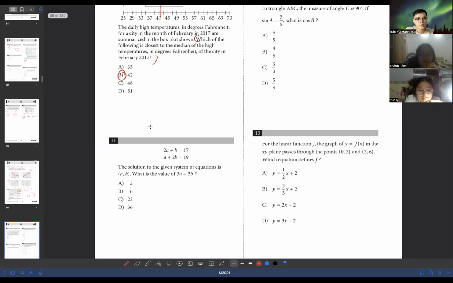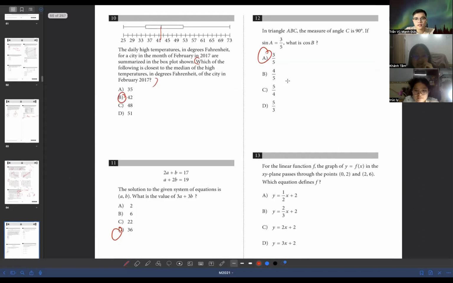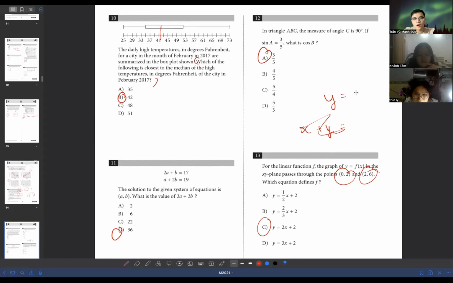11D. 11D. Okay, this is very simple. So 12A. 12A. 13C. 13C. So you have these two coordinates. So you plug them in, y equals ax plus b. Okay, just plug them in a system of equations and you're going to have c.